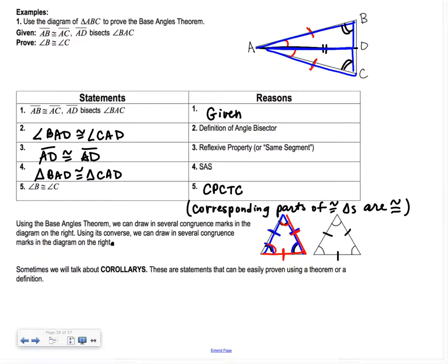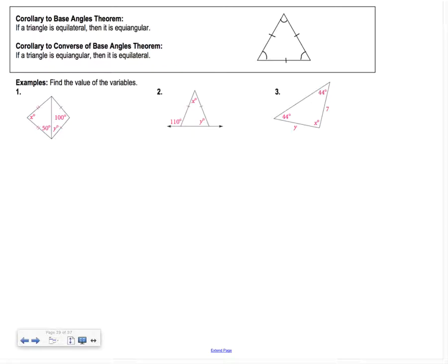So sometimes we're going to talk about corollaries. I think I misspelled this. I think it's IES. These are statements that can easily be proven using a theorem or a definition. So a corollary is something that kind of follows. It's like, oh yeah, obviously this is true because we had this other theorem that said this first thing was true. So it says if a triangle is equilateral, then it is equiangular. And the other one is if a triangle is equiangular, then it's equilateral. So we just showed why that's true.